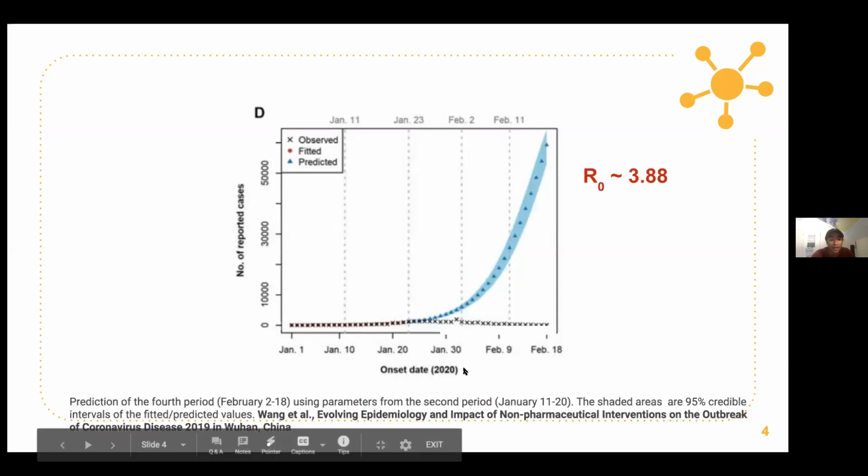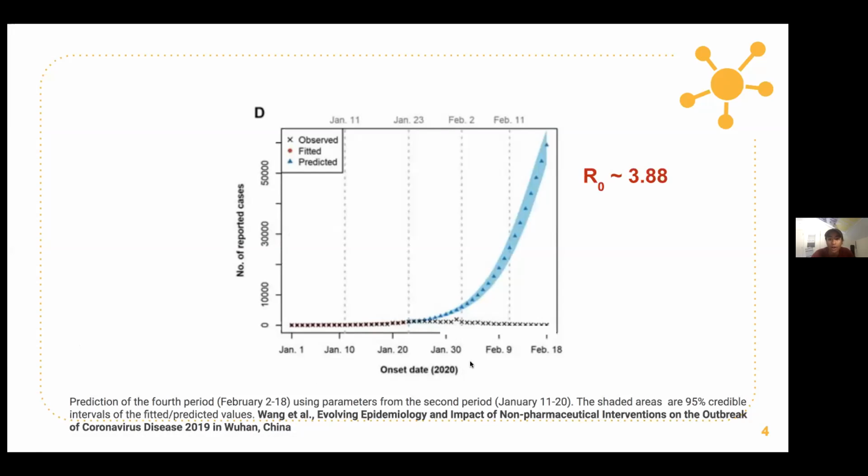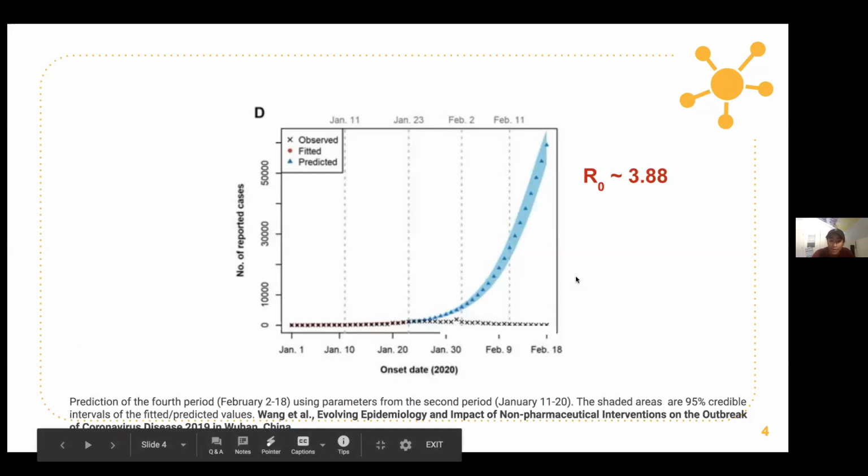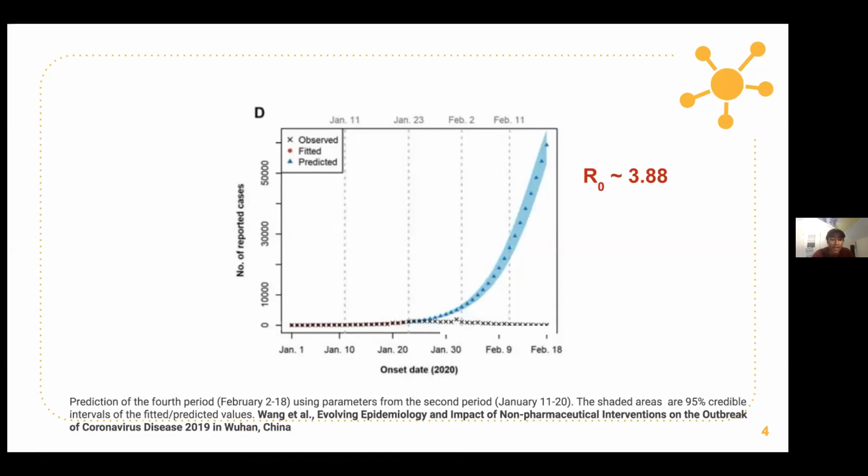So this is a little bit from early on, and has since increased, but the R0 value for COVID was about 3.88 at the time of this graph, and has now increased to about 5.7. And so this clearly indicates that it's increasing exponentially, and it's reaching a mass percentage of our population. It's not going to just die out.